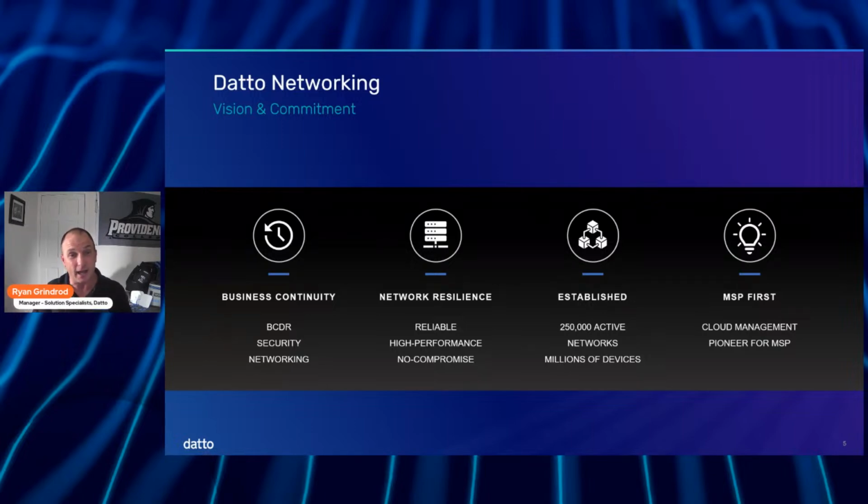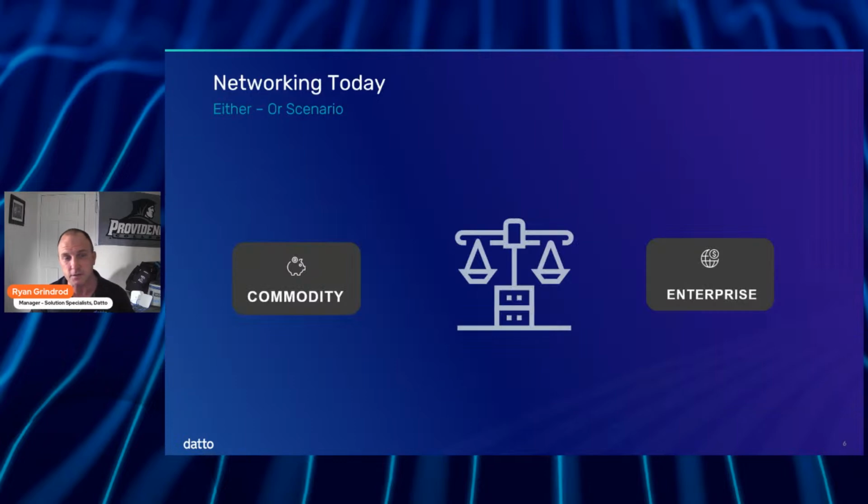Our goal here is to have network resilience. So a very similar foundation. We want it to be reliable, performant, and we don't want to compromise by taking away features that are important to MSPs in order to fit your business model. Today, we're really established. So we've grown significantly since that launch in 2017. We have 250,000 active networks connected worldwide, millions of devices, and everything we've done from then to now and continue to do is all built in, purpose-built for managed services.